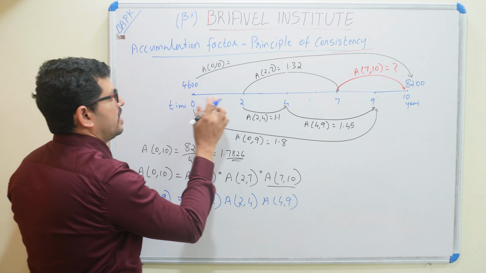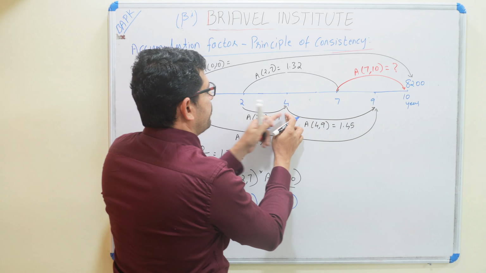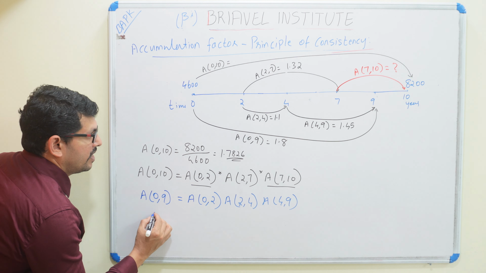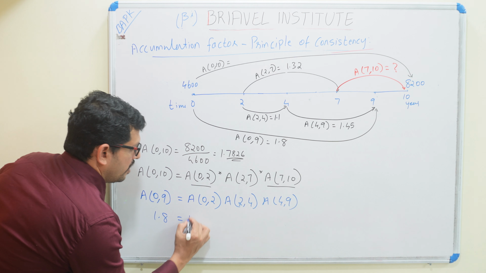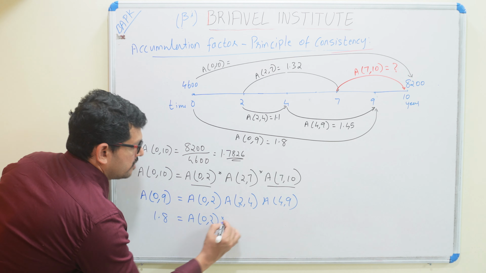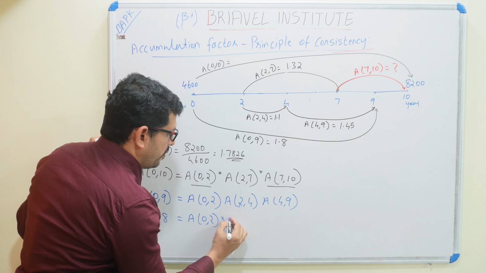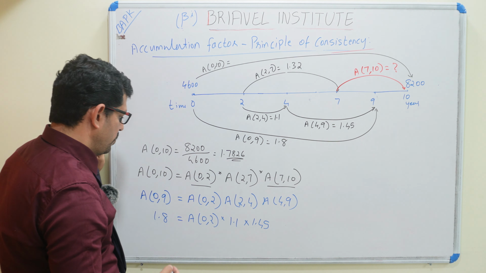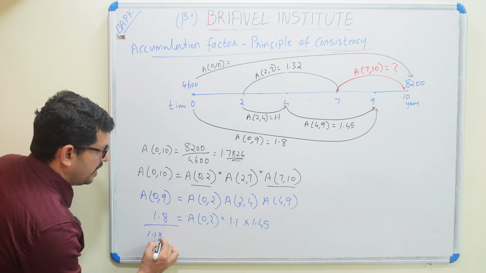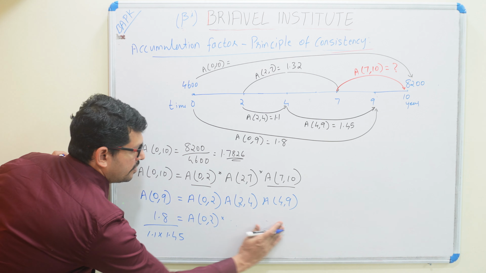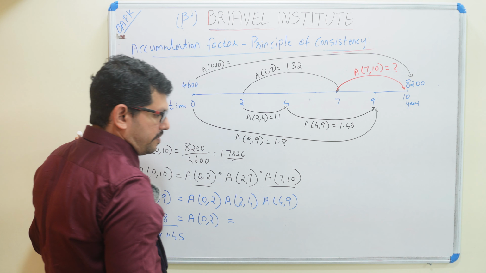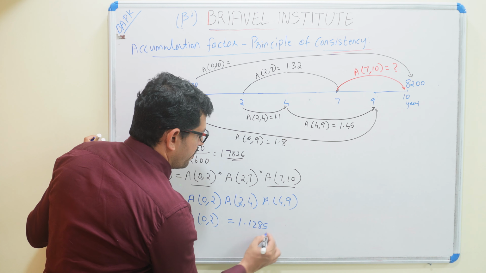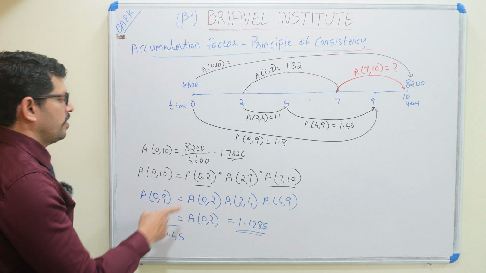So this accumulation factor is taken up to here. What is accumulated? Accumulated from 0 to 4 and 9. These two values we know. A0 to 9 we know that it is 1.8, equal to A0 to 2 multiplying with A2 to 4. We know that it is 1.1 and A4 to 9 it is 1.45. So if you divide 1.8 by 1.1 multiplying with 1.45, we will get A0 to 2. So A0 to 2 is equal to 1.1285.